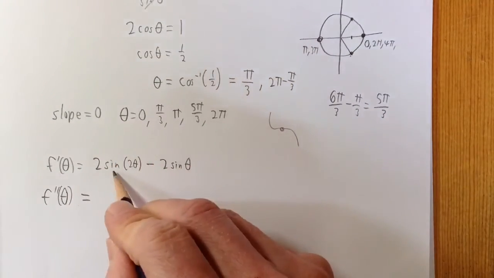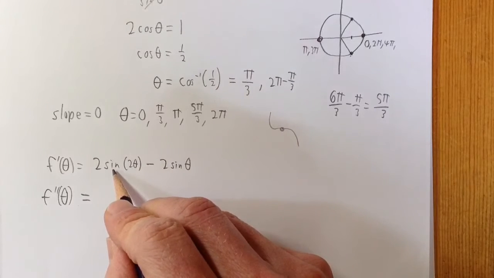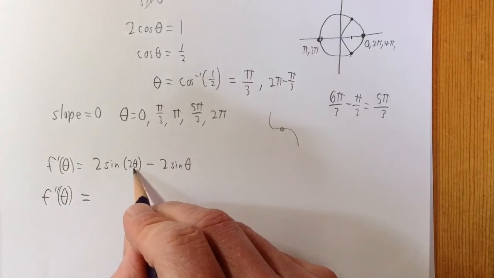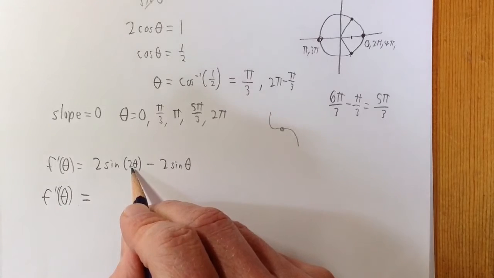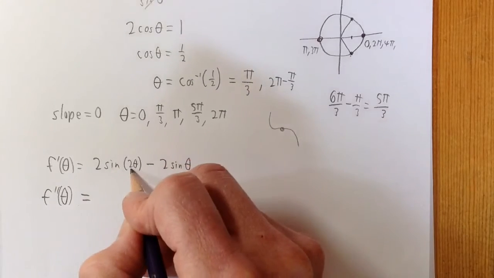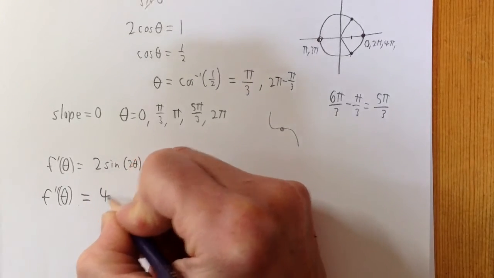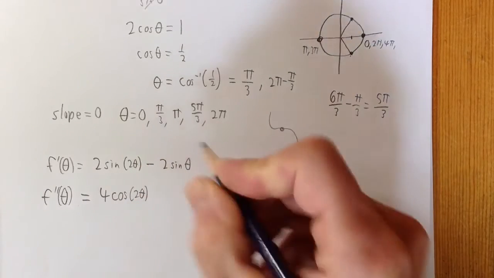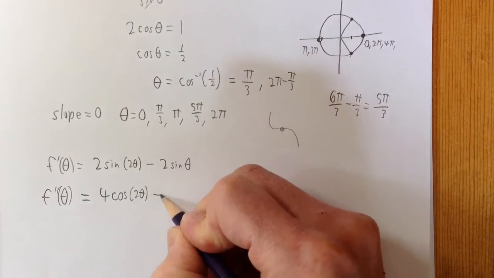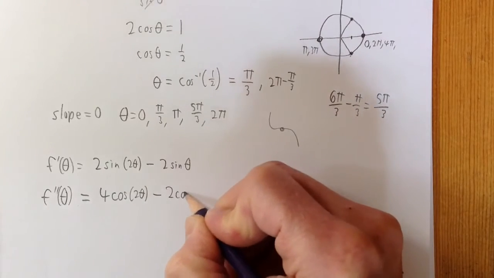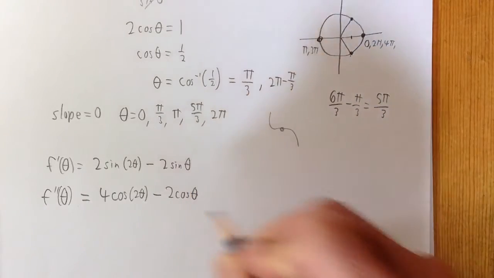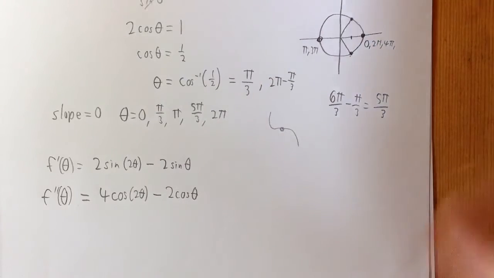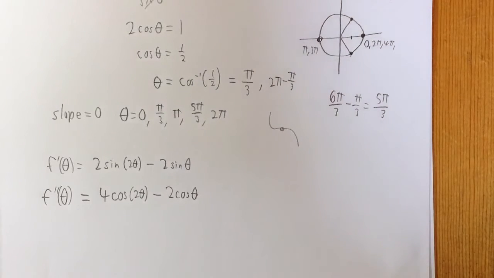The derivative of sine is cosine. When we do the chain rule, the derivative of 2 theta is 2, so I'm going to get a 2 out of it, which makes that a 4, since 2 times 2 is 4. So it's going to be 4 cosine of 2 theta. And this one's easy, minus 2 cosine theta. The derivative of sine is positive cosine, so it just goes like that. Okay, that's the second derivative.